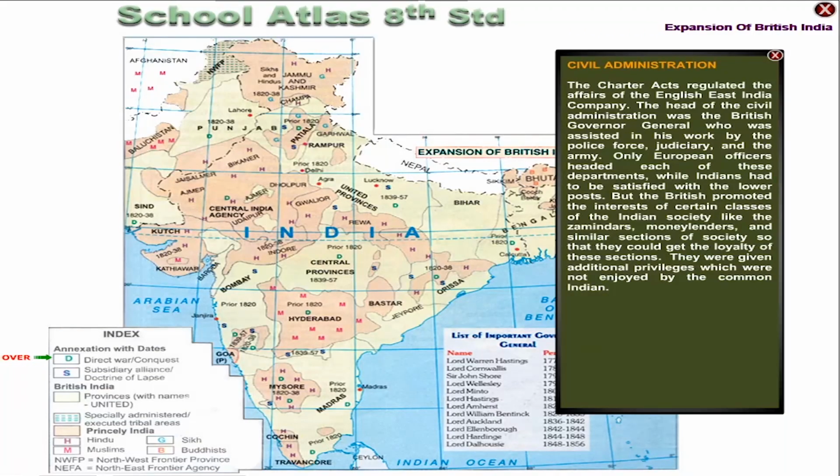But the British promoted the interests of certain classes of the Indian society, like the zamindars, moneylenders and similar sections of society, so that they could get the loyalty of these sections. They were given additional privileges which were not enjoyed by the common Indian.